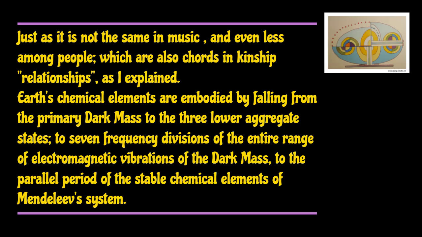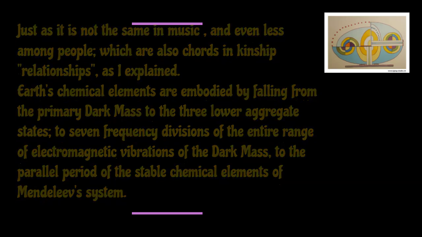Earth's chemical elements are embodied by falling from the primary dark mass to the 3 lower aggregate states, to 7 frequency divisions of the entire range of electromagnetic vibrations of the dark mass, to the parallel period of the stable chemical elements of Mendeleev's system.